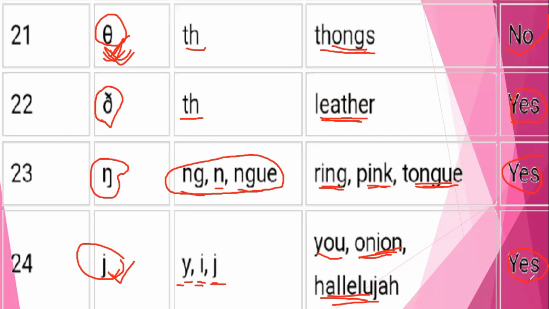So these are all the 24 consonant sounds of English pronunciation, or the international phonetic alphabet. Now in the next videos we will see the vowel sounds. I told you there are 24 consonant sounds and 20 vowel sounds. We have completed the 24 consonant sounds, and it will help you twist your tongue in the pronunciation of words.